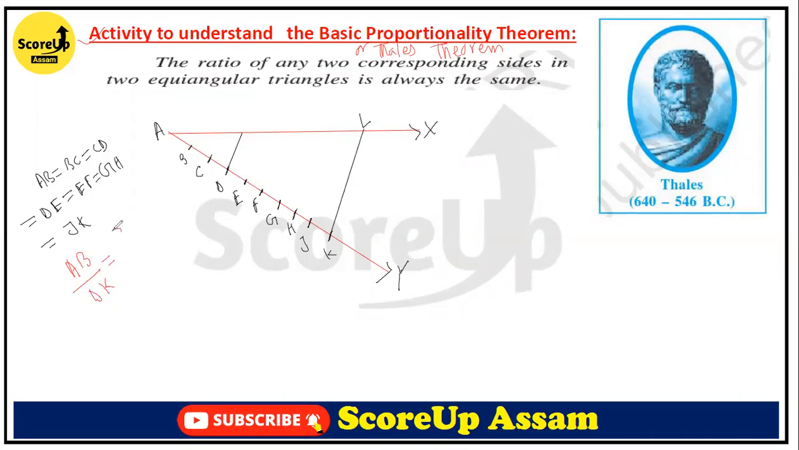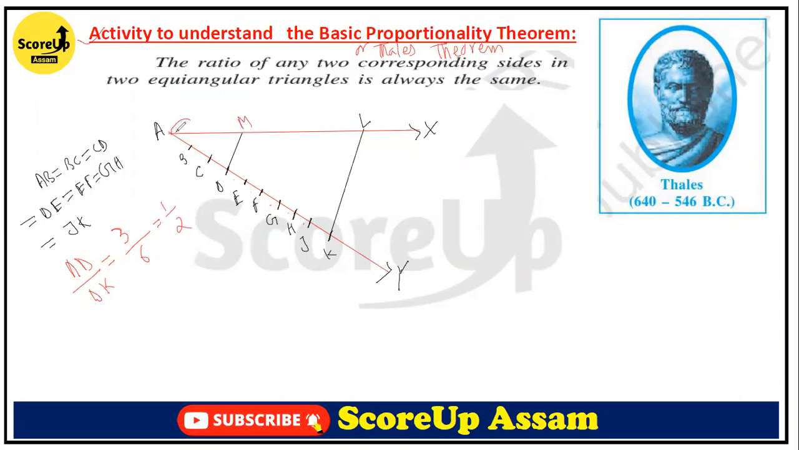That means AD is 3. What is DK? 1 unit, 2 unit, 3 unit, 4 unit, 5 unit, 6 unit. 3 by 6. That means ratio of this side will be what? 1/2.